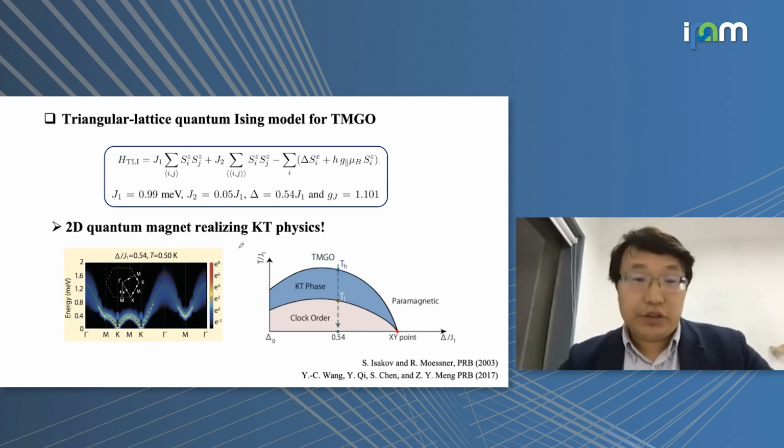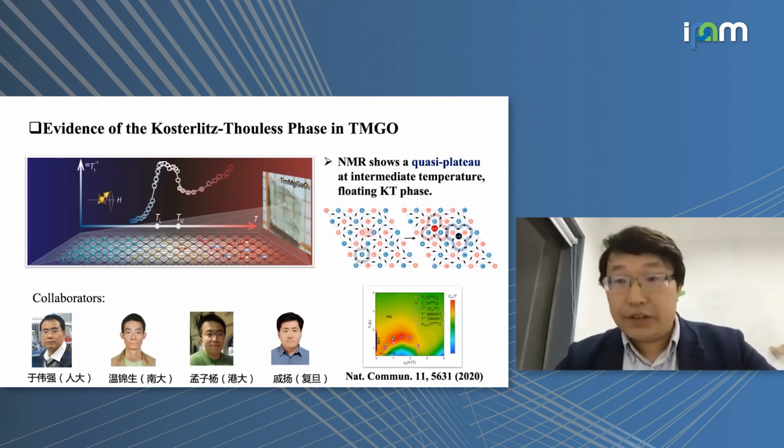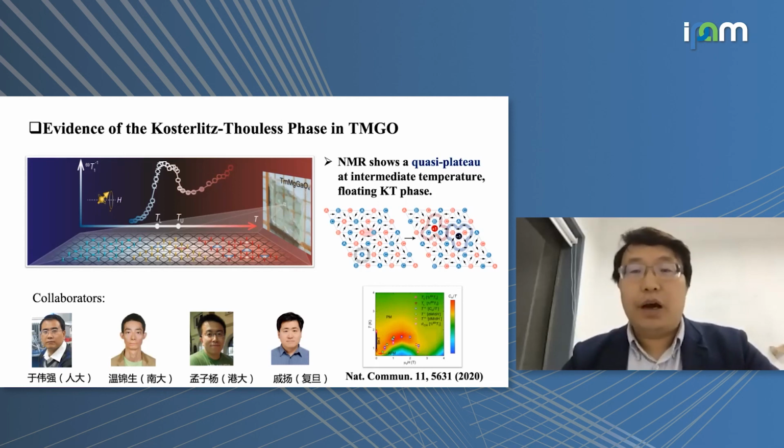And this magnetic quantum spin model actually has a very interesting phase diagram. It has two BKT transitions and a floating KT phase in between. So we actually also work closely with experimentalists and find some dynamical evidence of the existence of the KT phase. Okay, so this is the background on the TMGO compound.